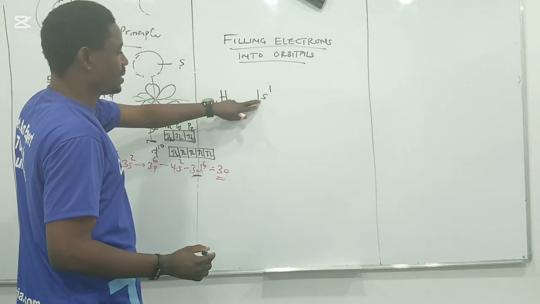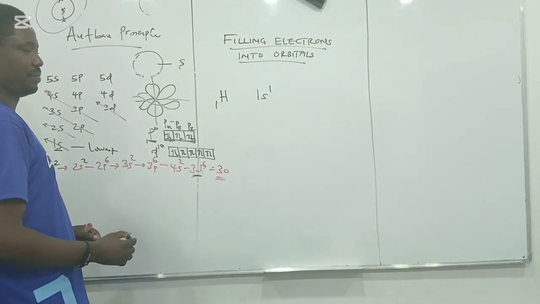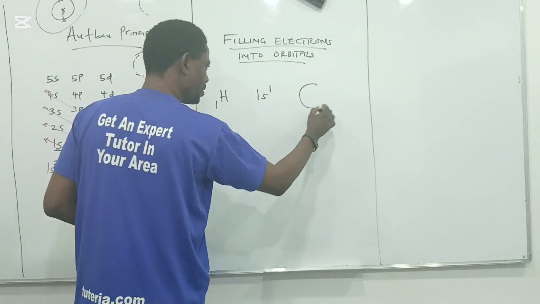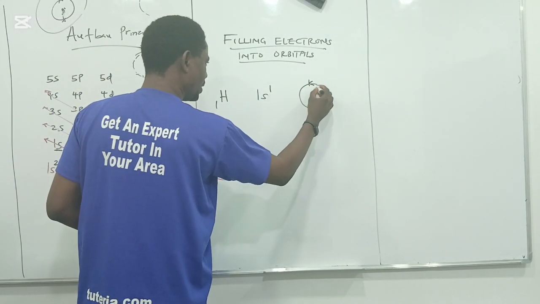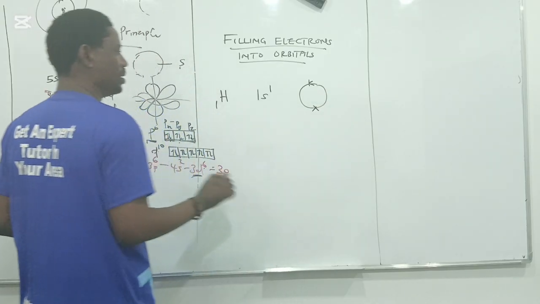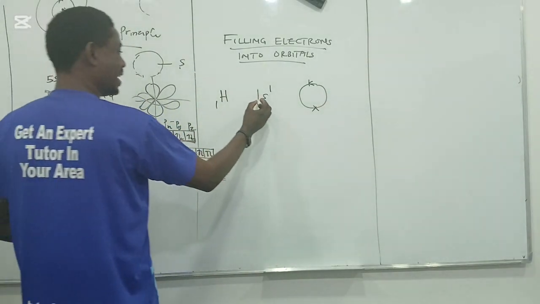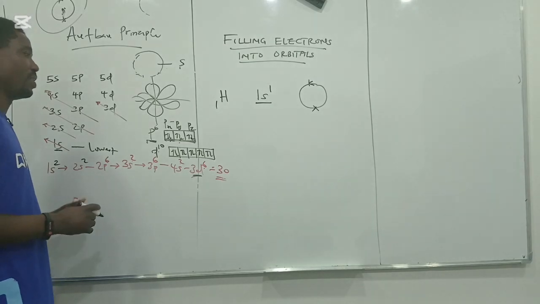This one means that it's in the first shell. All right, so it means the first shell, that is the K shell, then the s orbital, and we have only 1 electron there. Okay, so that's what it means. So that's why the electronic configuration for hydrogen is 1s1.